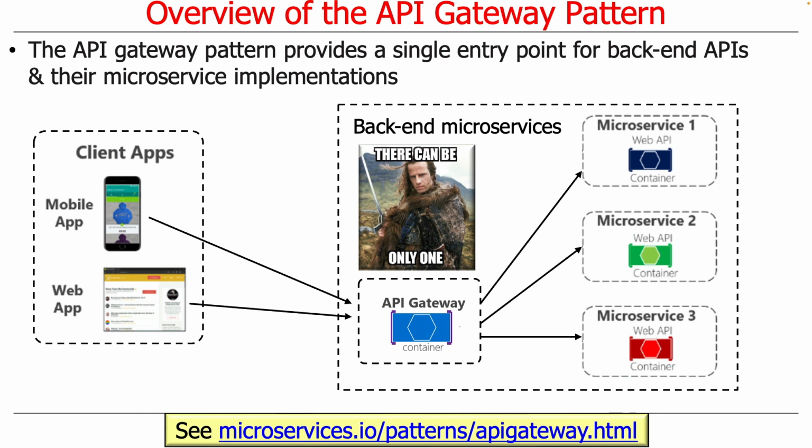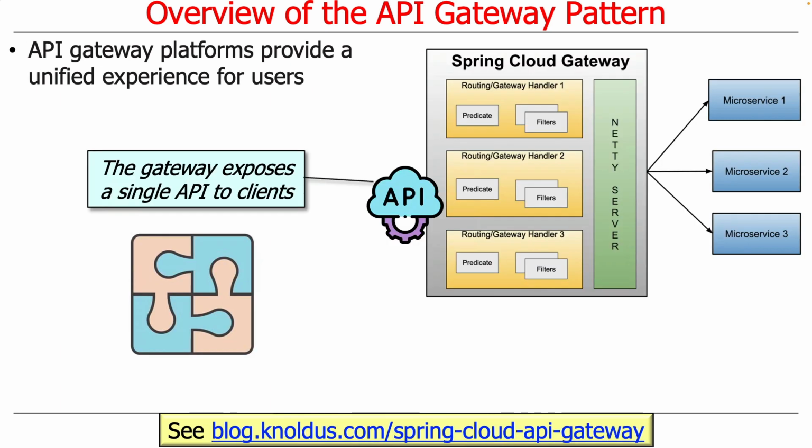So this is basically what it looks like. It's got a single entry point for all the backend APIs and their microservice implementation. So this is kind of the front-end server component, and then you've got a bunch of back-end microservices that really do the work. Why do we do this?